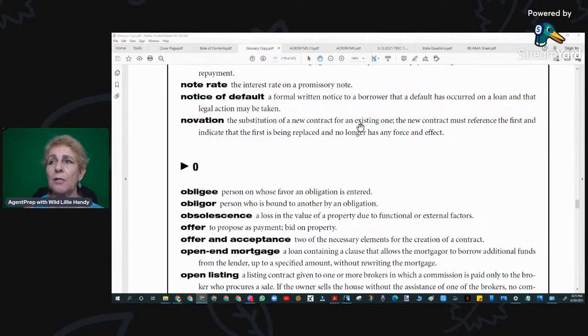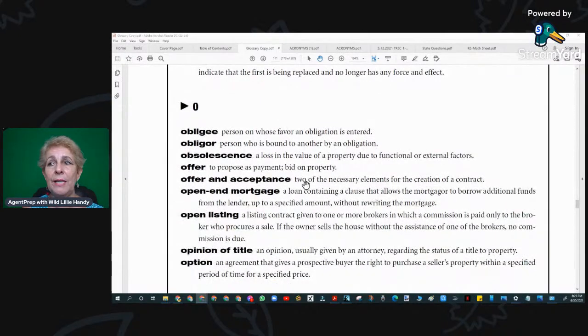When there's a new contract, an offer, and there's a counter, then it becomes a new one. So you have an offer and acceptance, two of the necessary elements for the creation of a contract. So a buyer makes an offer to the seller, the buyer agent presents it to the listing agent, and the listing agent presents it to the seller. The seller will either accept, counter, reject, or sit on it.